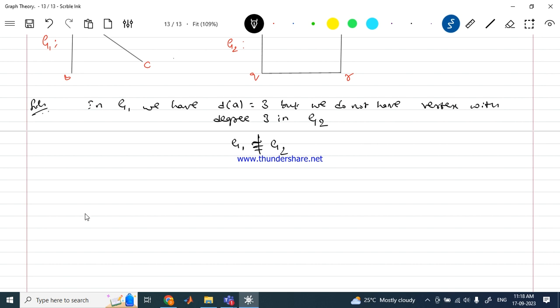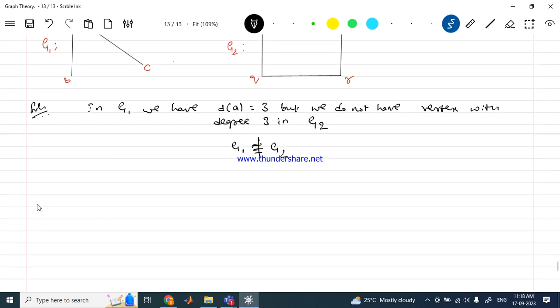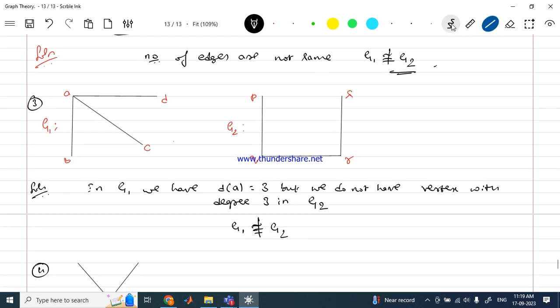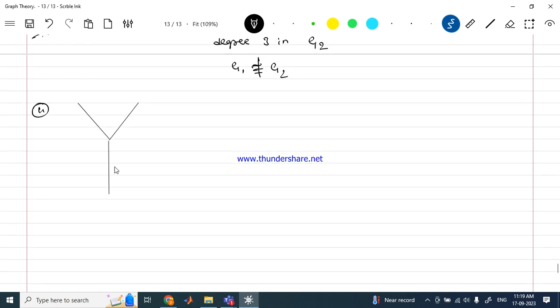Now look at this situation. Let me try the fourth case and look at this situation. In this case, the degree sequence did not match. The degree sequence of this one is what? 3, 1, 1. In this case, the degree sequence is 1, 2, 2, 1. The degree sequences are not matching. Now have a look at this example.